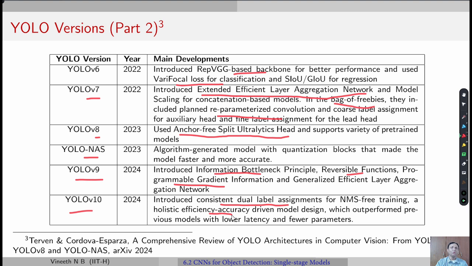Why are we discussing YOLO at this length? While many object detection models have surpassed YOLO in accuracy, YOLO remains the choice for real-time object detection, especially on edge devices and small compute or small memory devices. If you'd like to know more about any of these YOLO architectures, I'd recommend you to look at this comprehensive review of YOLO architectures which has been recently updated, in fact, in 2024.